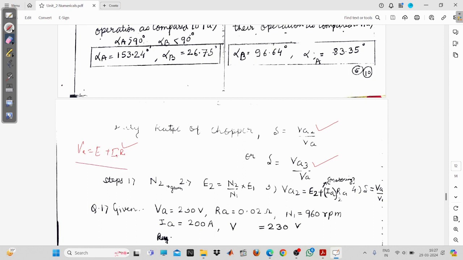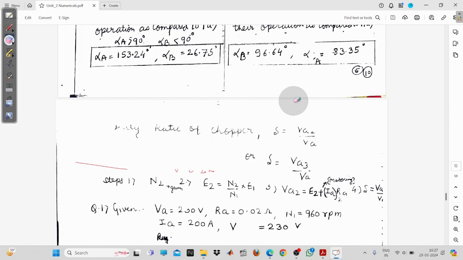This is for motoring. And if you need to brake the motor, or you can say stop the motor, we need to supply that energy to the power source. So in that case the E will be more predominant as compared to V. So E will be equal to V plus IA into RA, or you can say V will be equal to E minus IA into RA. So you will have to keep these three things in your mind while solving the problems for the chopper.